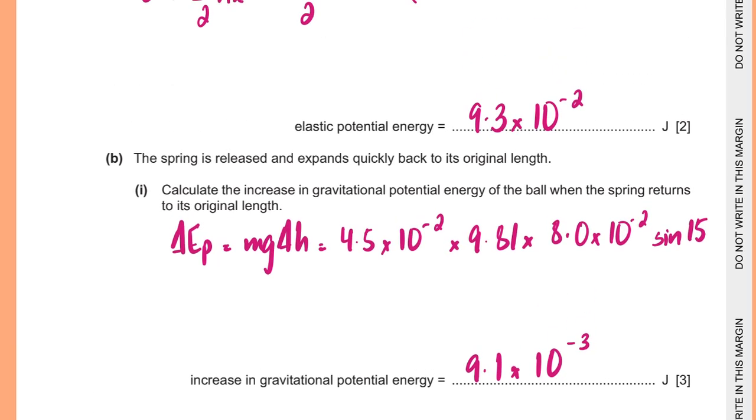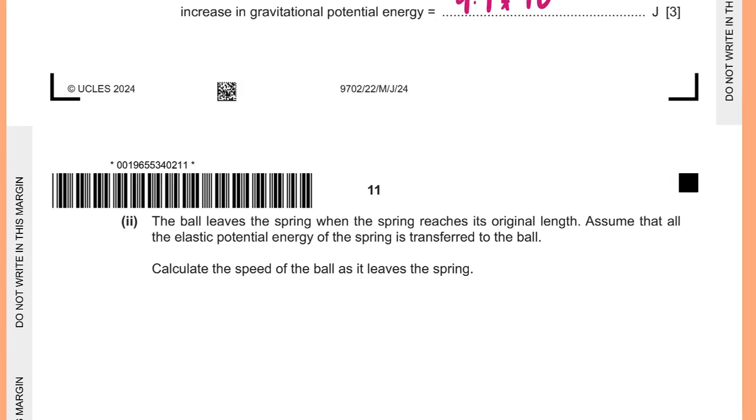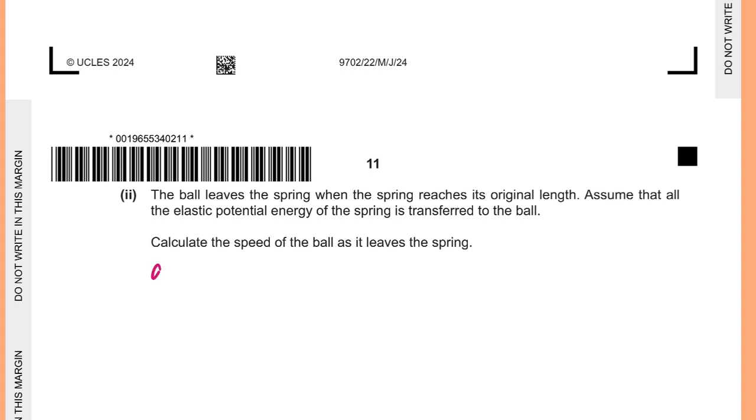So this being my initial energy, if only this much is going into GPE, the rest must be going into kinetic energy. So that becomes 9.3 into 10 to the negative 2 minus 9.1 into 10 to the negative 3. This is basically the kinetic energy, and that is equal to half mv squared.